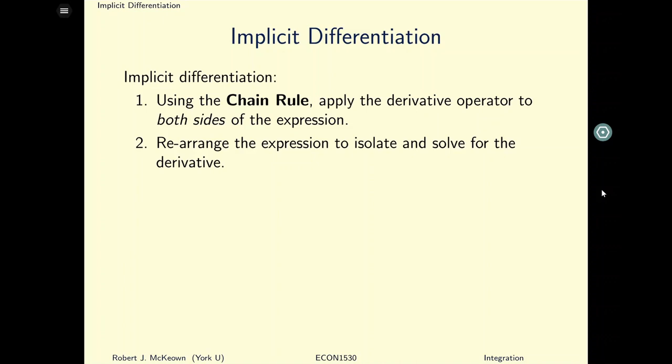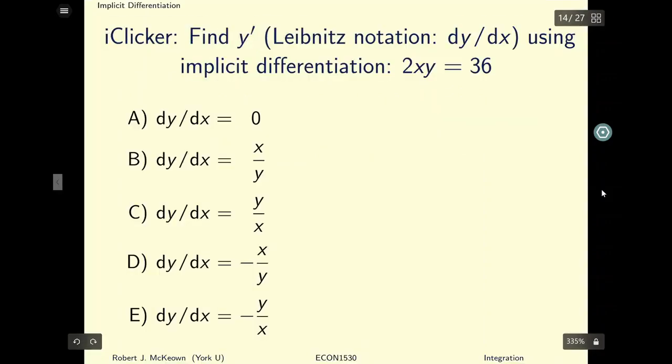Here is the recipe for taking the implicit differential. You can take a look at that if you want to refresh your memory. Now let's do some examples together. Here's the first one. I'd like you to try it on your own. See if you can find the implicit differential.